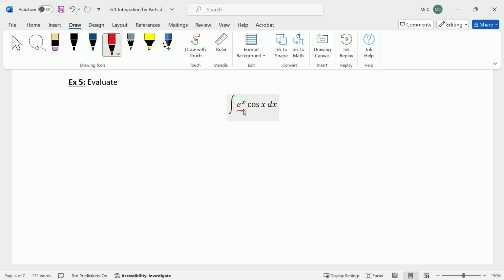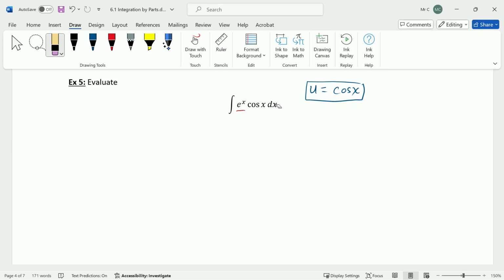Well, in this case, it actually doesn't matter which one you pick. You can pick either e to the x or cosine of x for u, and we're going to be able to work it through. But I'm going to go ahead and pick the trigonometric function. I'm going to pick cosine for my u. And you'll see why I picked cosine for my u a little bit later. Okay, so cosine of x is u.